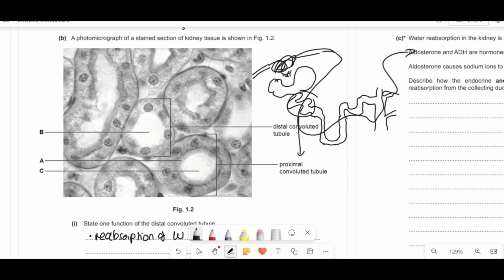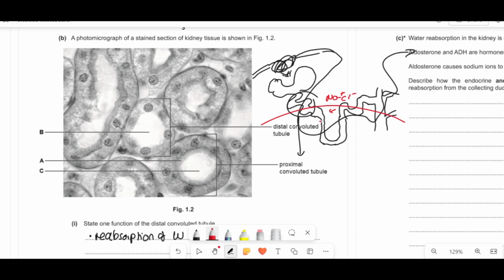Explain your answer. So if we have a look at what B and C are, B is the lumen of the distal convoluted tubule, and C is the proximal convoluted tubule. If we follow the journey, again we're in the Bowman's capsule, going down the proximal convoluted tubule, reabsorbing all our glucose, amino acids, and a good amount of water. It goes down the descending limb, up the ascending limb, right? At the ascending limb, you shove out sodium ions by active transport, with Cl- following.